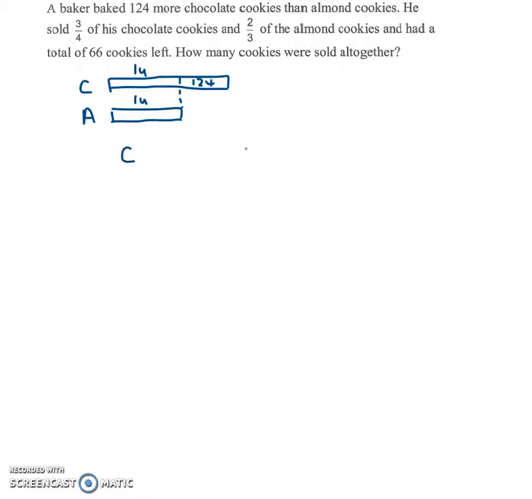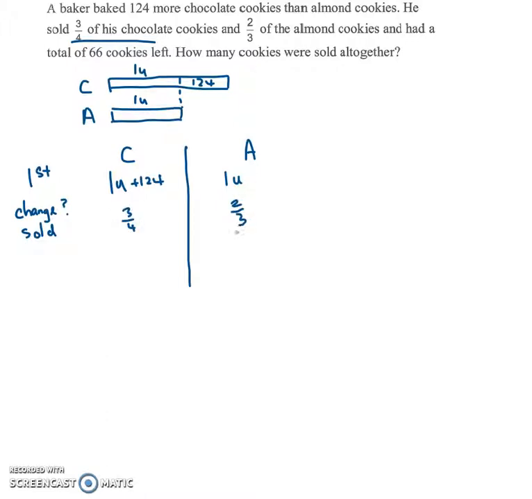So again, I have chocolate, I have almond, draw a straight line, and right here at first. So at first chocolate, I had 1u plus 124. And almond, I have 1u. So what is my change? So my change is I sold 3/4 of my chocolate cookies and 2/3 of my almond cookies. So I need to figure out what was left. So left is 1/4 and left is 1/3. And then I total 66 cookies.